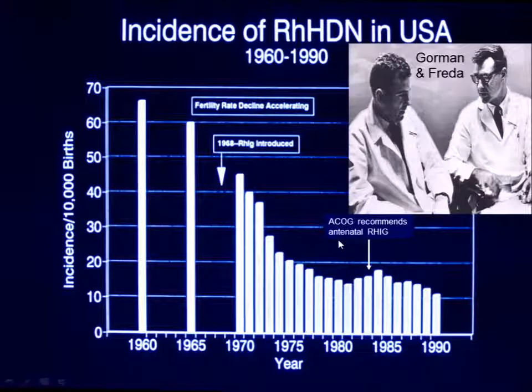In 1981, the American College of OB/GYN recommended it be given antenatally in addition to postpartum. A further fall, in 1990, the Centers for Disease Control actually stopped asking for reports on the standardized birth certificate, although we still see disease.